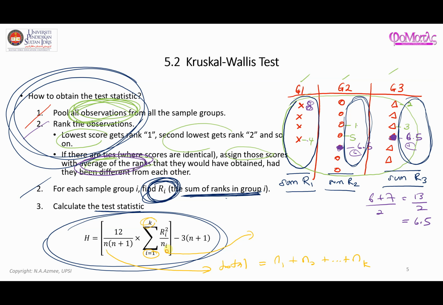So n1, n2, nk is the sample size in each group, and R1, R2, Rk refers to the sum of ranks in each group. Okay, so that's it. Those are the two things that we need to know. We need to know what n is in the formula given here. We need to know what Ri is, which is already explained in step 2. And ni is just the sample size for each independent group.